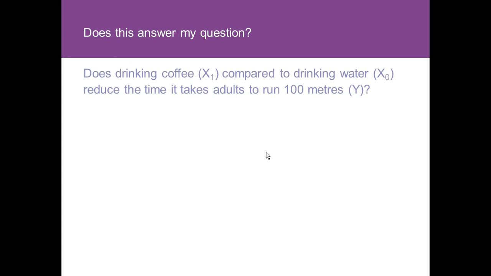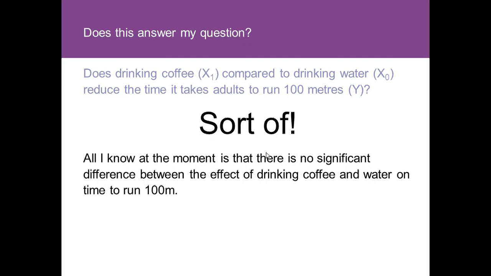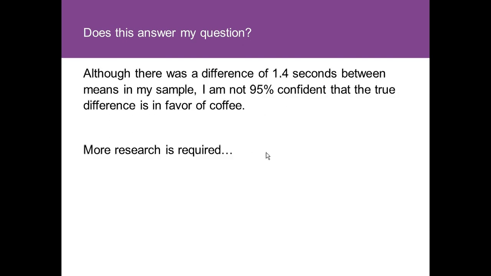So, did this answer my question? Well, sort of. All I know at the moment is that there is no significant difference between the effect of drinking coffee and water on the time to run 100 metres, based on my sample of 20 people's worth of data. Now, although there was a difference of 1.4 seconds between the means in my sample, I was not 95% confident that the true difference is in favour of coffee. Therefore, I might recommend that more research is required.